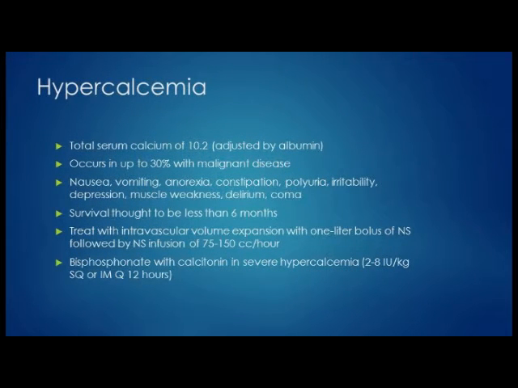Hypercalcemia, there's different definitions of hypercalcemia, but generally a total serum calcium of 10.2 adjusted by their albumin. So you usually have to adjust it for albumin because most of our patients that come in will have a lower albumin just from malnutrition. It occurs in up to 30% of people with malignant disease. It can be associated with very nonspecific and generalized symptoms such as nausea, vomiting, anorexia, constipation, polyuria, irritability, depression, muscle weakness, delirium, and coma.